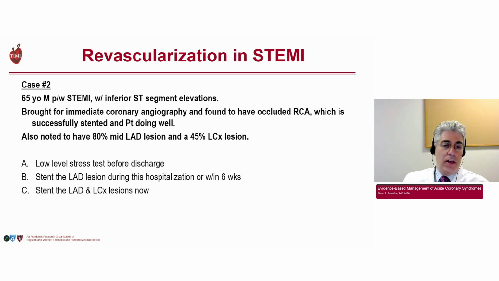A, low-level stress test before discharge. B, stent the LAD lesion during this hospitalization within 6 weeks. Or C, stent the LAD and the circumflex lesions right now.